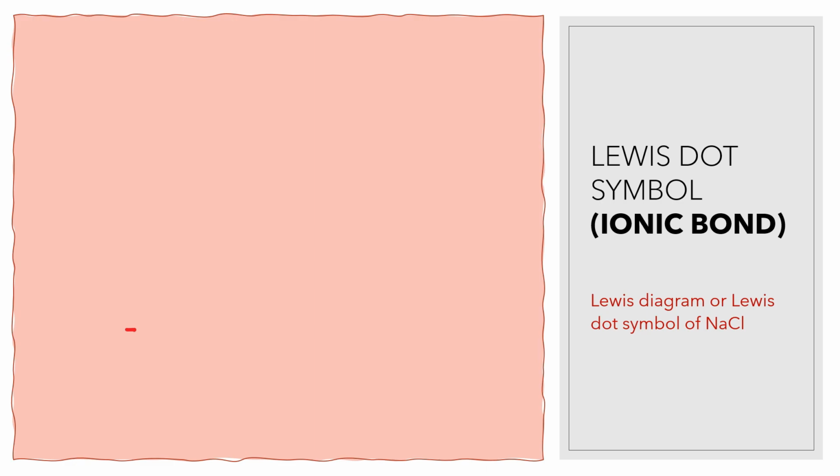This is to show you how to draw the Lewis diagram or Lewis dot symbol for sodium chloride. Sodium chloride is an ionic compound. So in this case, we are going to draw the formation of the ionic bonding in sodium chloride.